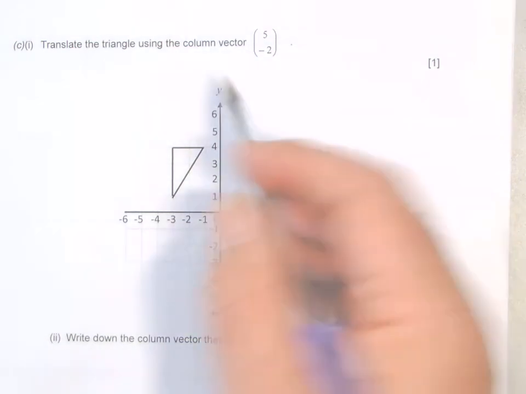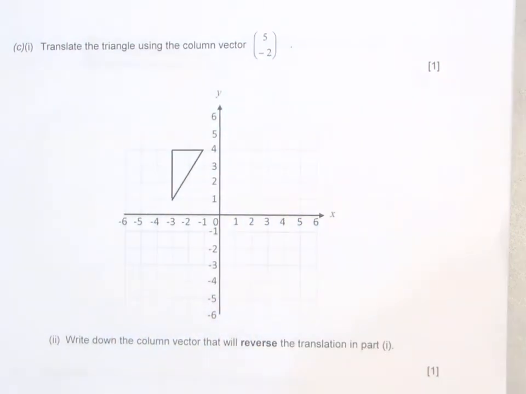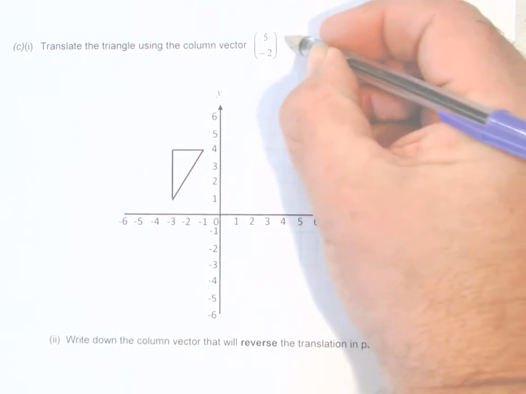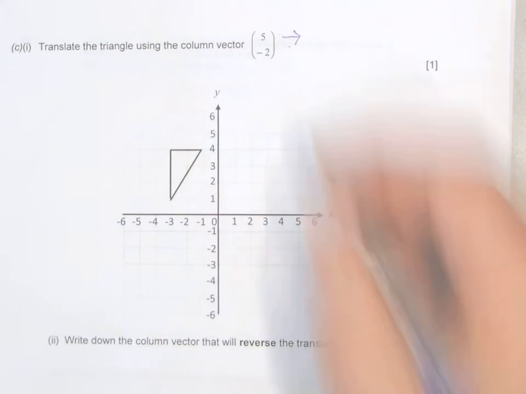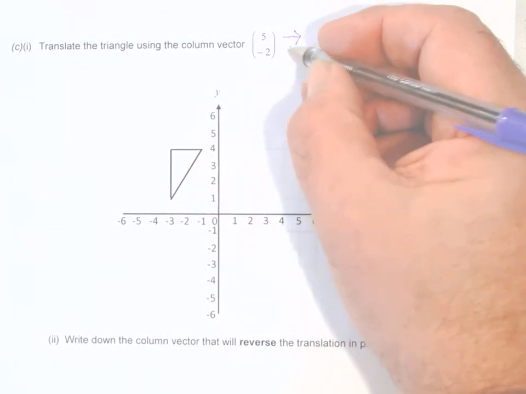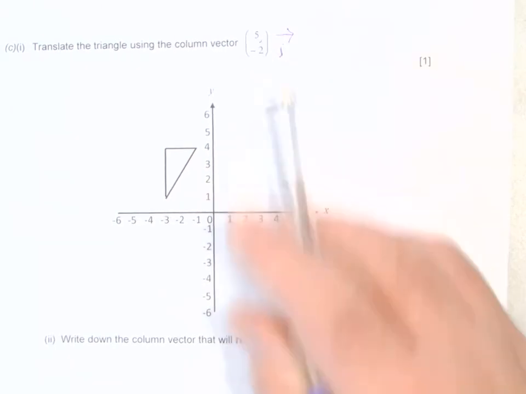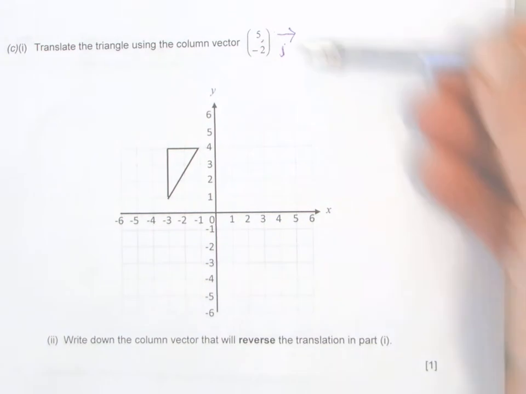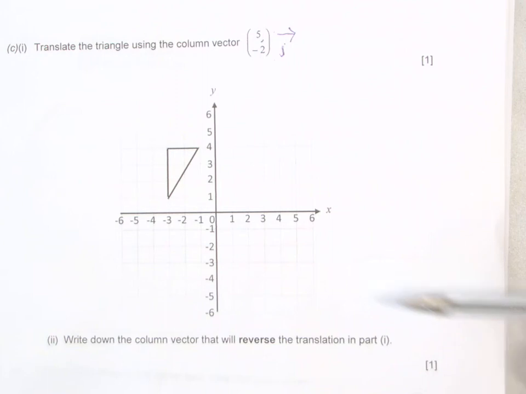So up the top here, it's saying using the column vector 5, minus 2. So to interpret that column vector there, the top number there is how many you go across, and the bottom number is how many you go up or down. Okay? So the 5 is a positive 5, so we count 5 to the right, and it's a negative 2, so we count 2 downwards.